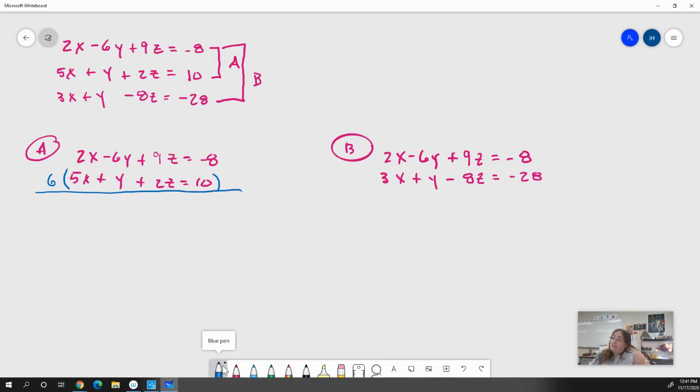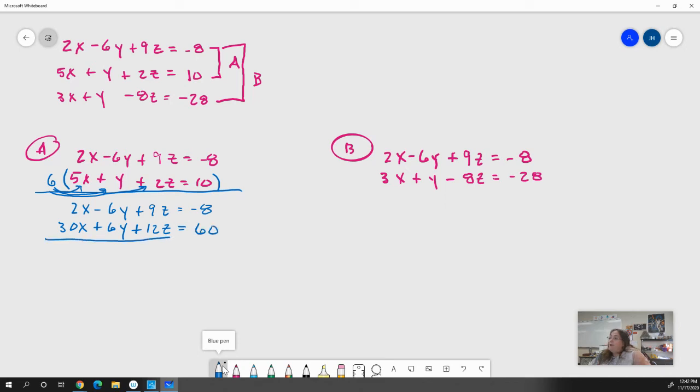I'm just going to rewrite this top problem like I did before with the 2 variable equations. And then I'm going to distribute this. So 6 times 5x gives me 30x. 6 times y gives me plus 6y. It's our whole reason for choosing 6 in the first place. 6 times 2 gives me plus 12z. And then 6 times 10 just gives me 60.